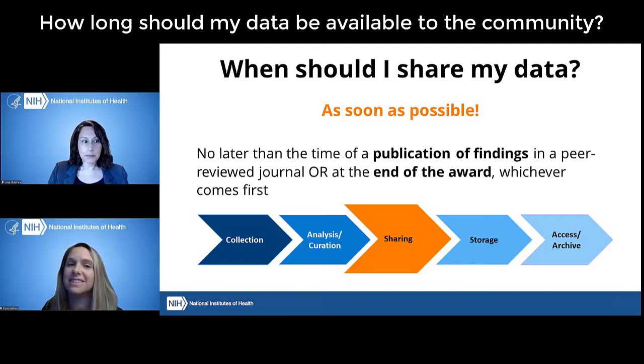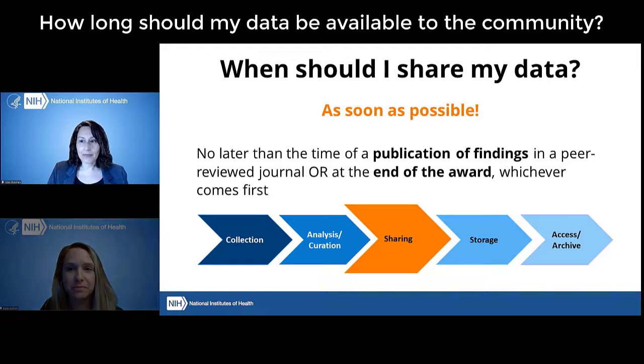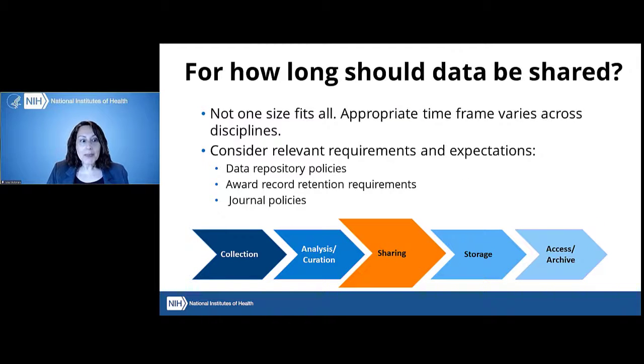And for how long does NIH expect the data to be made available once it is shared? Great question. The DMS policy does not specify a required period of time for sharing data, recognizing that the appropriate length of time will differ across scientific disciplines. Often other entities, such as data repositories and journals, will have their own guidelines, and there may also be applicable record retention requirements that need to be considered to inform minimum timelines for data sharing.